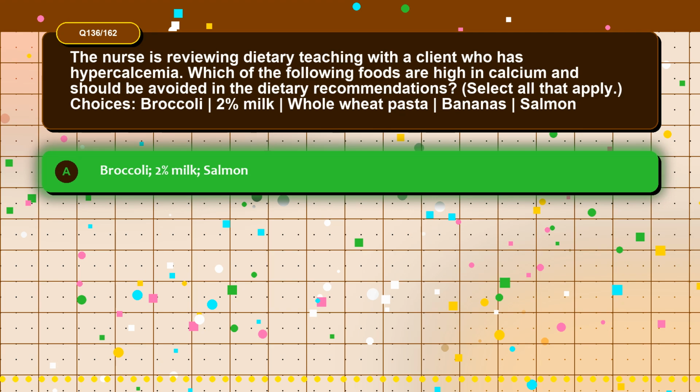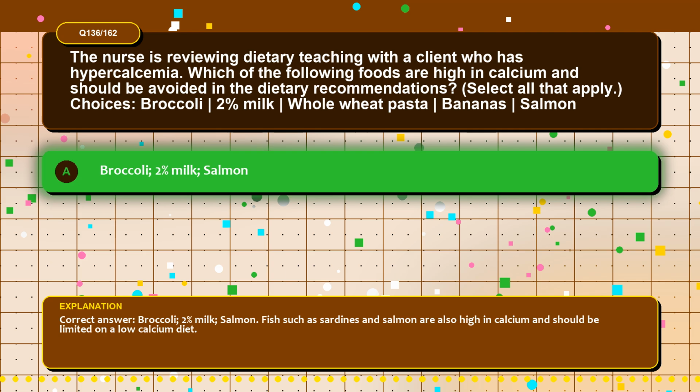The correct answer is option A, broccoli, 2% milk, salmon. Fish such as sardines and salmon are also high in calcium and should be limited on a low-calcium diet.